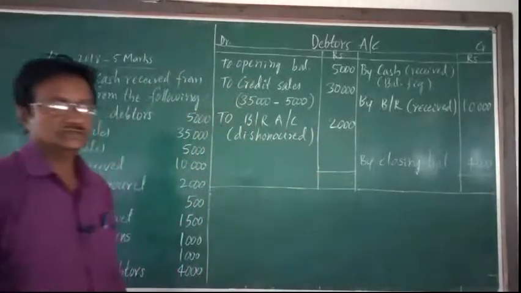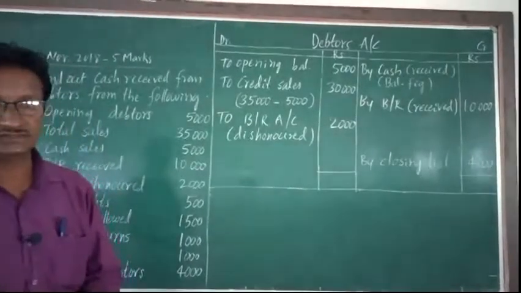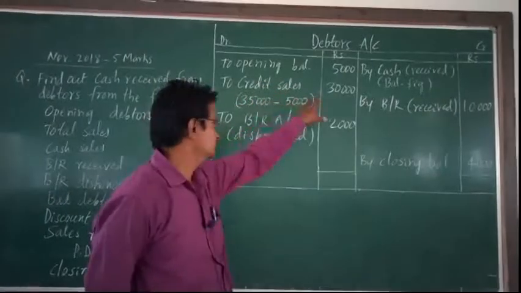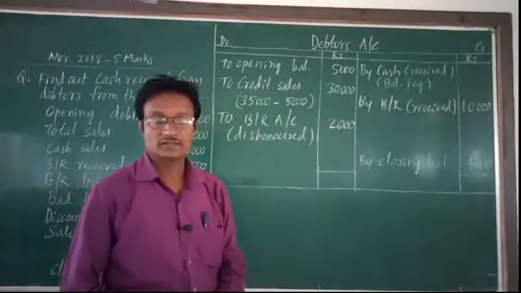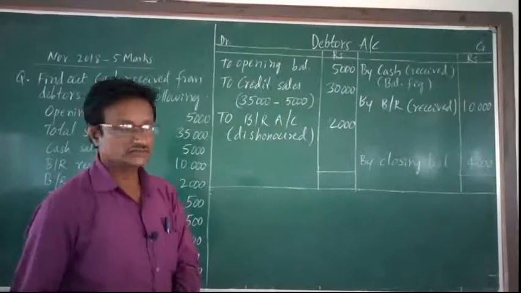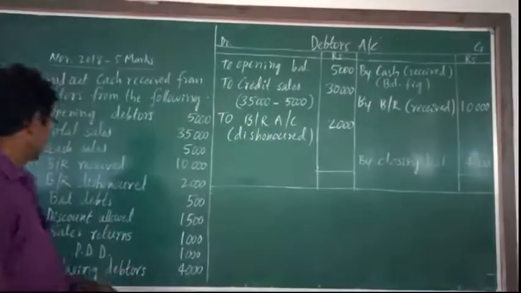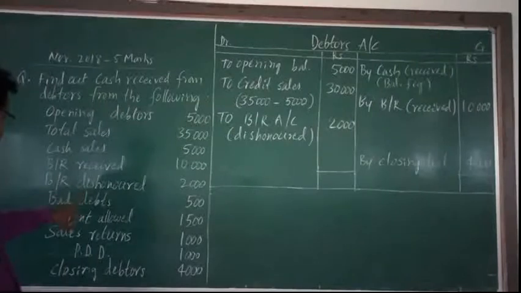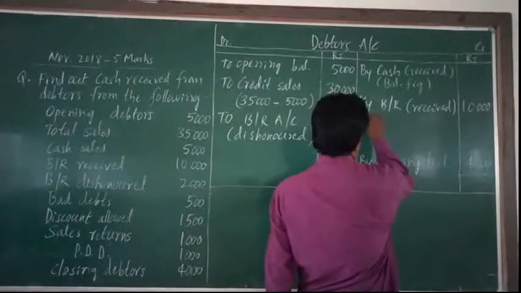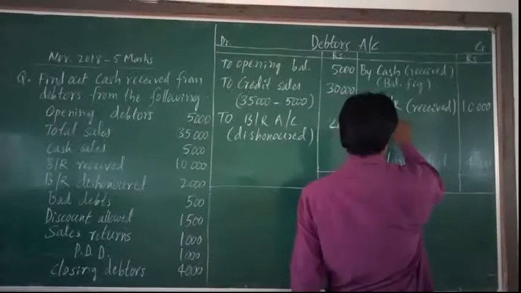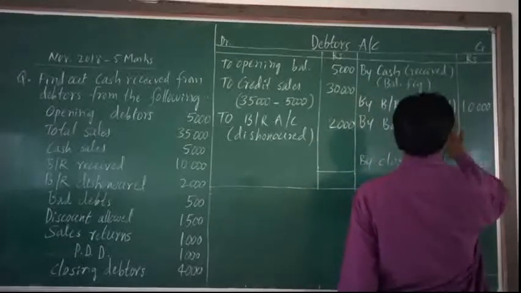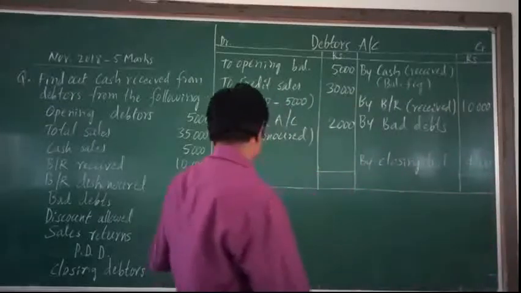So in the debtors account, you have to remember 3 entries on the debit side. One is opening balance, next one is credit sales, and another entry may be for dishonor of bills. You have to write it as to bills receivable account for dishonor of bills. Next item is bad debts 500. This item is entered on the credit side as by bad debts, that is 500.